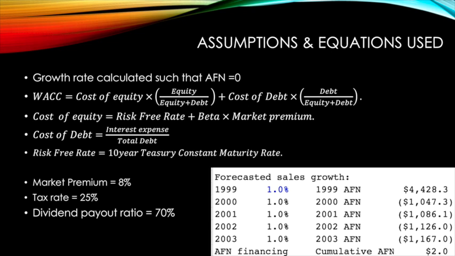So I chose 8%. And I chose a tax rate of 25% that I calculated using the EBIT and the taxes. And I assumed a dividend payout ratio of 70%, because as I looked through the financial statements of L'Oréal, I realized that they paid a lot of dividends.